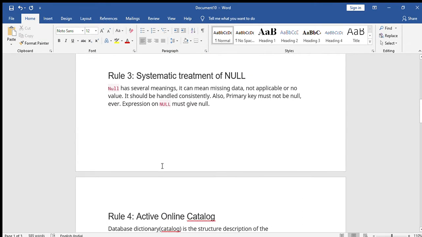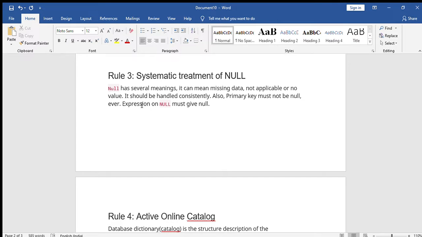Next one is systematic treatment of null values. As we already discussed about null, if it is not possible to enter a value, then we can represent it as null. We need to control the null values, where we can give them and where we can't. So we need to systematically follow the rule for null values. And null has several meanings. It can mean missing data, not applicable, or no value.